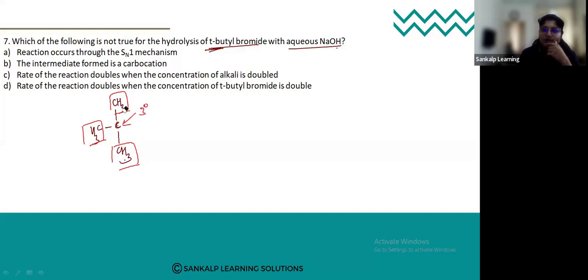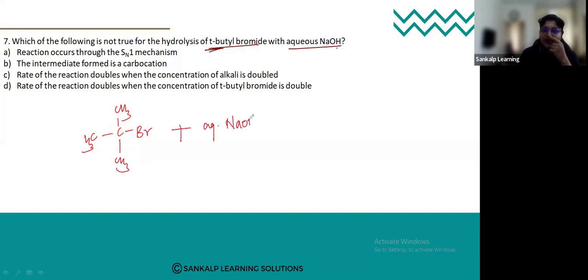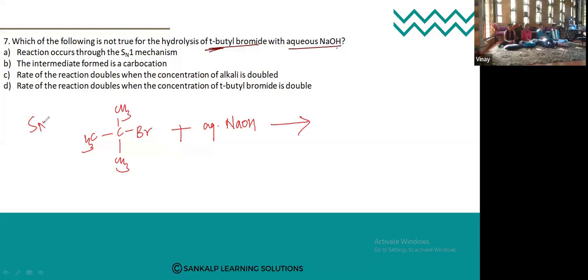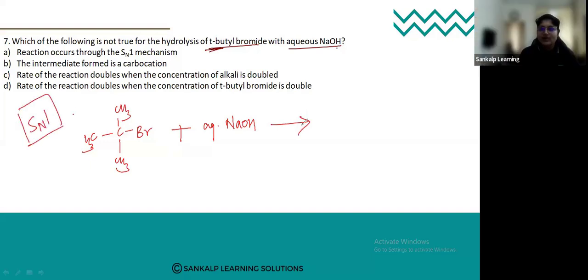Now to this tertiary carbon, CH3, CH3. So this is a tertiary butyl group and a bromide group. I am going to react this with aqueous NaOH. Now if I react it with aqueous NaOH, what type of mechanism will it undergo? SN1. Yes, very good. It will undergo the SN1 mechanism. SN1 mechanism is a two-step mechanism.